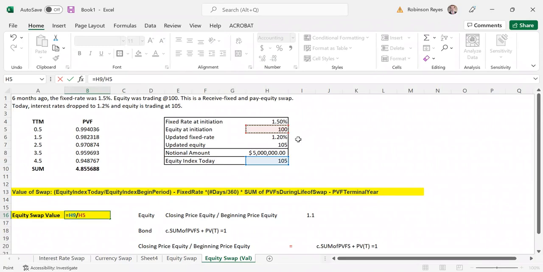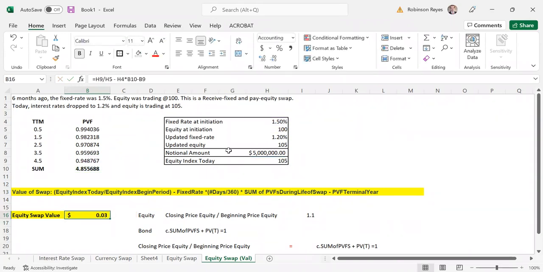So let's check then what the value is, and for that purpose we just subtract this fixed rate, and that is the fixed rate at initiation, which is 1.5, multiplied by the sum of the present value factors, and then we're going to subtract as well the present value of the terminal year, which is this one. Okay, and there we go.